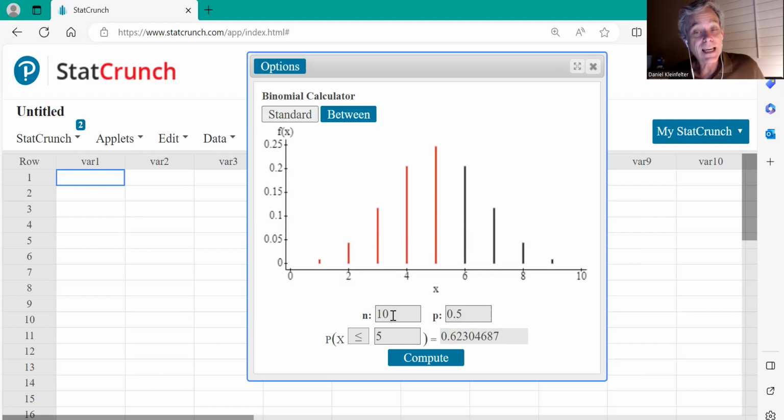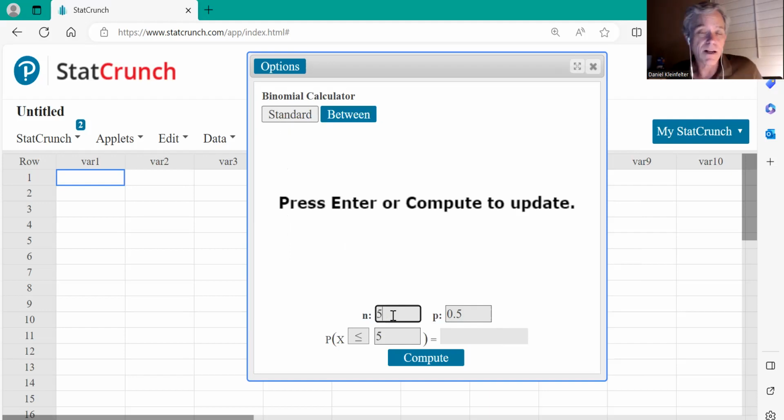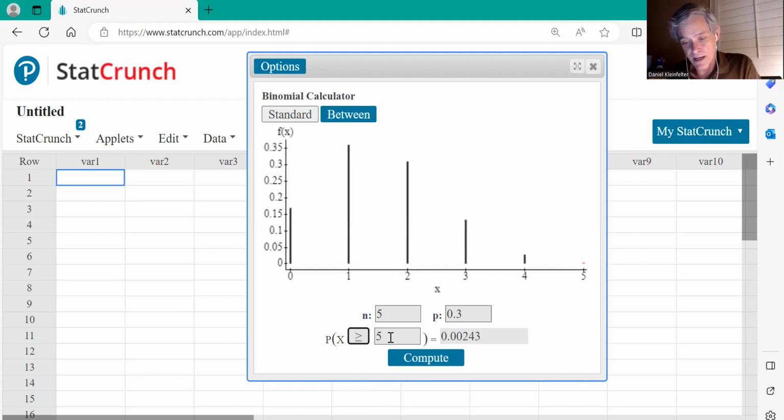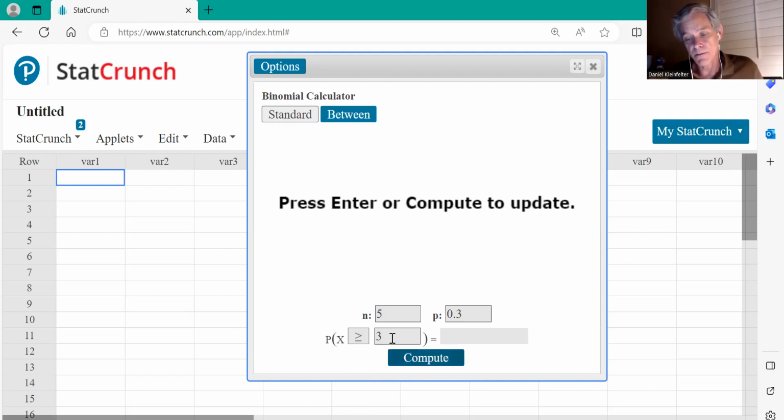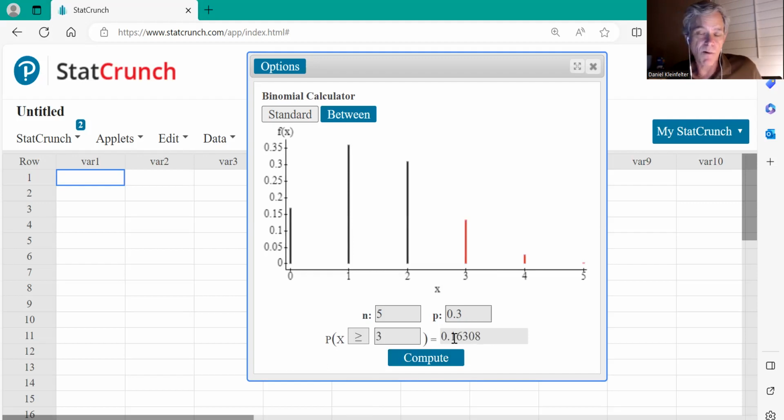For this one, the n was 5. There were 5 people who were picked. The probability of success was 0.3. And we wanted the probability of 3, 4, or 5, at least 3. So down here, probability x, let's change that to greater than or equal to, and then 3, and then push compute. That works out to be 0.16308, and they give us a nice little histogram. Hopefully you can see that they've colored the part that is 3 or higher in red.